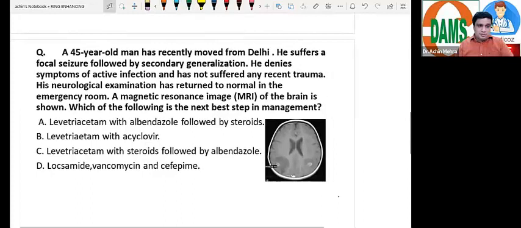The next question is another, maybe an easy question for you guys. A 45-year-old male has moved from Delhi. He suffers a focal seizure followed by secondary generalization. He denies any symptom of active infection, and has not recently suffered any trauma. The MRI shows a typical lesion like this.